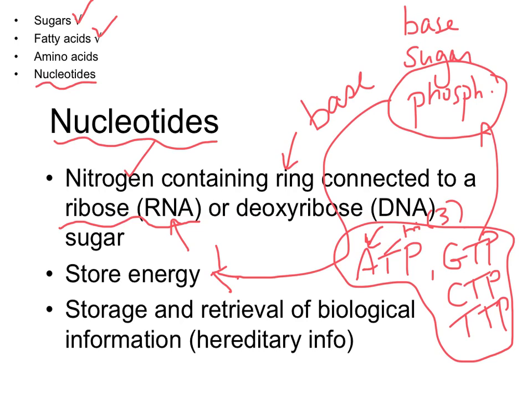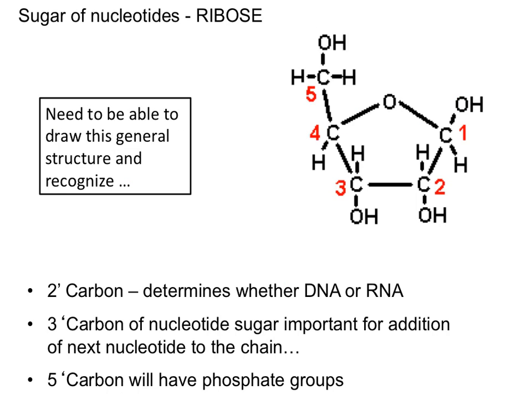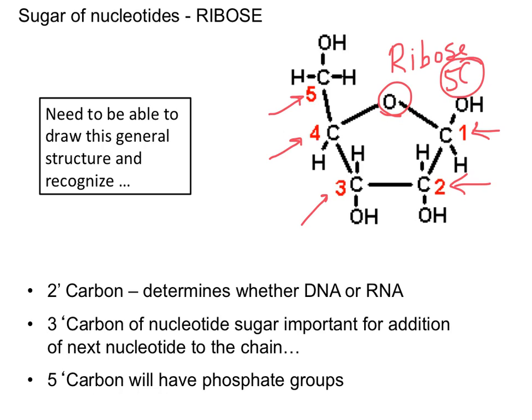So number one function, storing energy. Number two function, stores information, biological hereditary information. Both RNA and DNA are nucleotides that can store information. Here is the most basic structure. This is the ribose. It is a 5-carbon sugar. It still has an oxygen, and we number the carbons going counterclockwise: 1, 2, 3, 4, and the 5th carbon is above the ring.